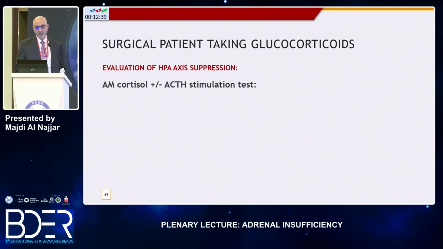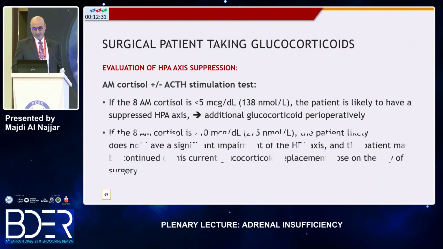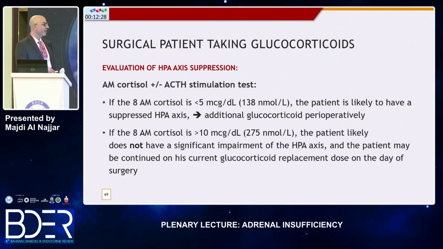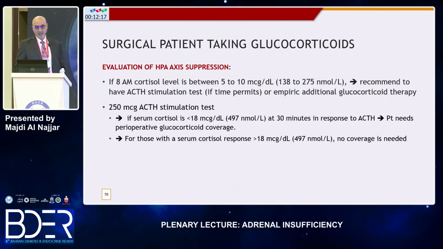So how do we evaluate these patients? We do AM cortisol. If it is below 5, then we say they have a suppressed axis and they need additional steroids. If their level is more than 10, we can assume the HPA axis is okay and then they can continue their normal steroid dose. If they are between 5 and 10, in this case, we recommend to do a synacthen test. And if the blood level is more than 18, we can assume the HPA axis is normal. Less than 18, we can assume they're having issues and they need extra doses of steroid during the surgery.